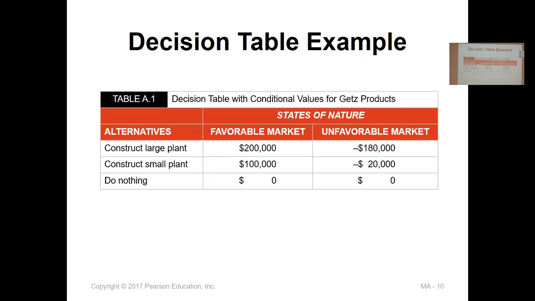In the case that we're going to work through today, we're looking at a scenario where we choose either a large plant, a small plant, or no plant at all. And we're going to try to determine which one of those is best under certain situations. Which one would be the best decision in a favorable market, and which one would be the best decision in an unfavorable market?